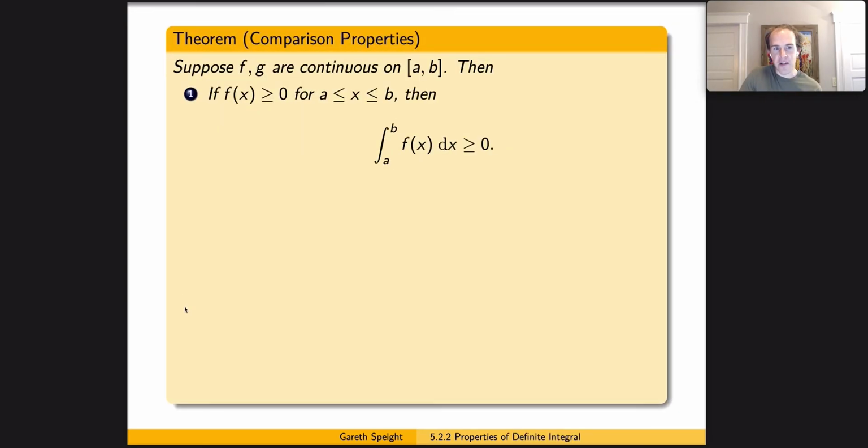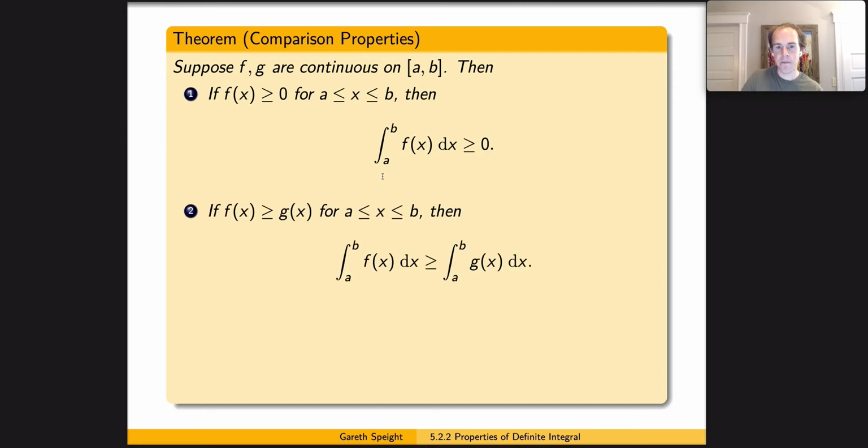Okay, next up we have comparison properties. So suppose we have two functions that are continuous. What can we say about their relationships? So suppose in the simplest case, we just think about f. If f is non-negative, that means if f is always above the axis, then in that case, the integral represents the area between the function and the axis from a to b. So clearly, if the function is always above the axis, the area is going to be non-negative. So if f is non-negative, then the integral is non-negative.